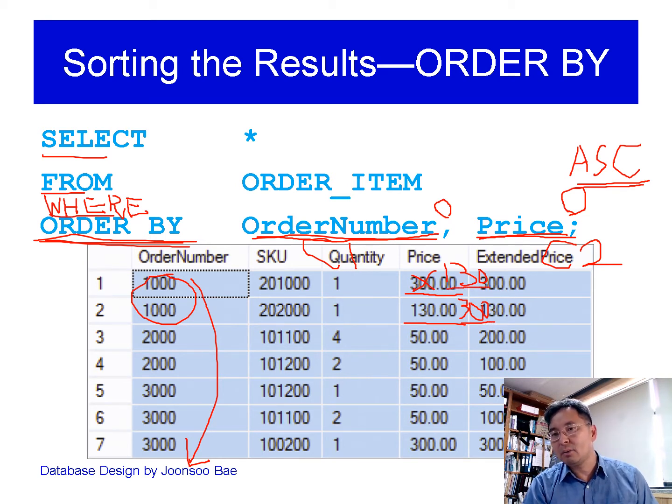What about the other ones? 2,000, 50 and 50, it is the same, so either one is okay. And what about 3,000? It is 50, 300. Yes, it follows the ordering rules well, ascending order. Only the first two lines are wrong here. So the correct one is 130, 300. Okay, that is the ORDER BY keyword.